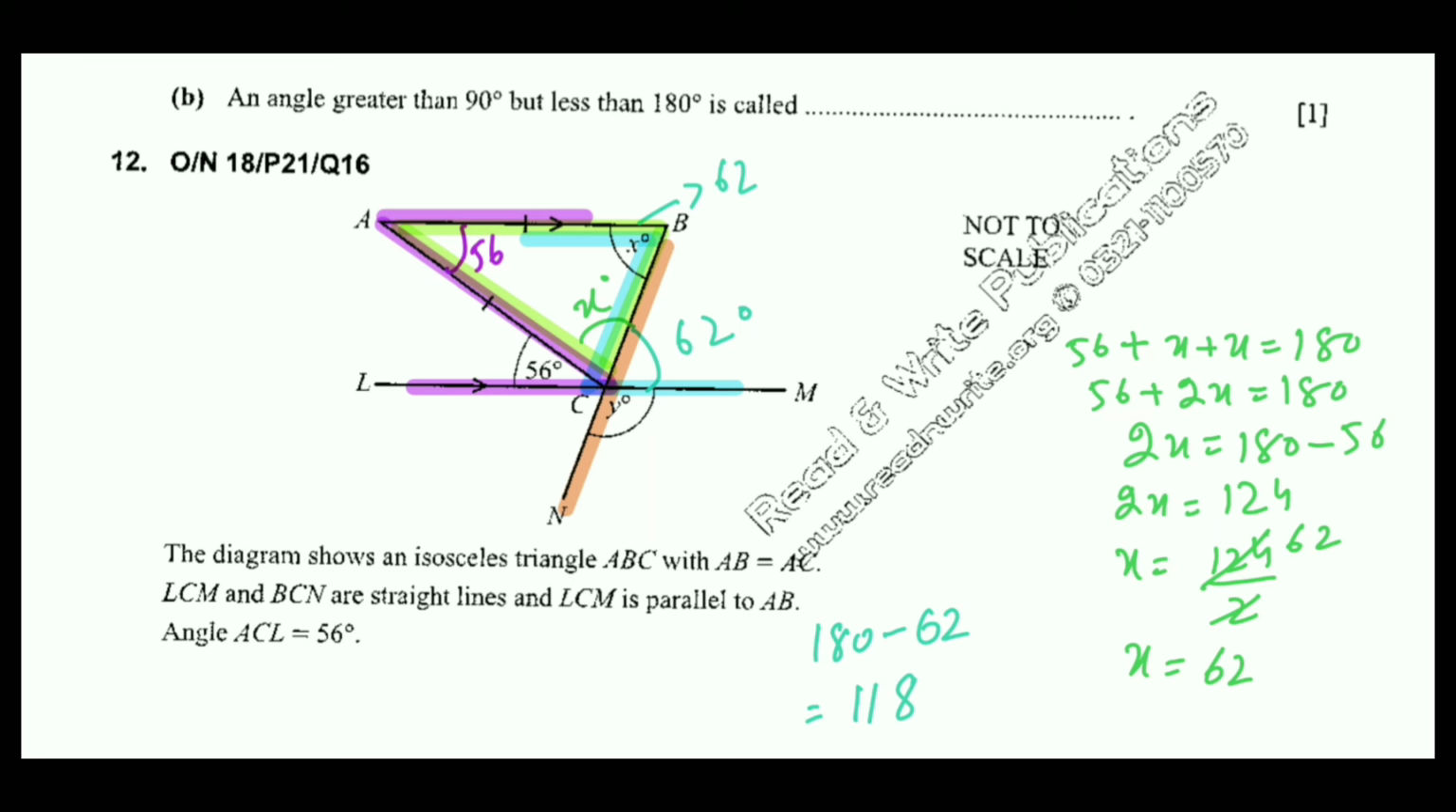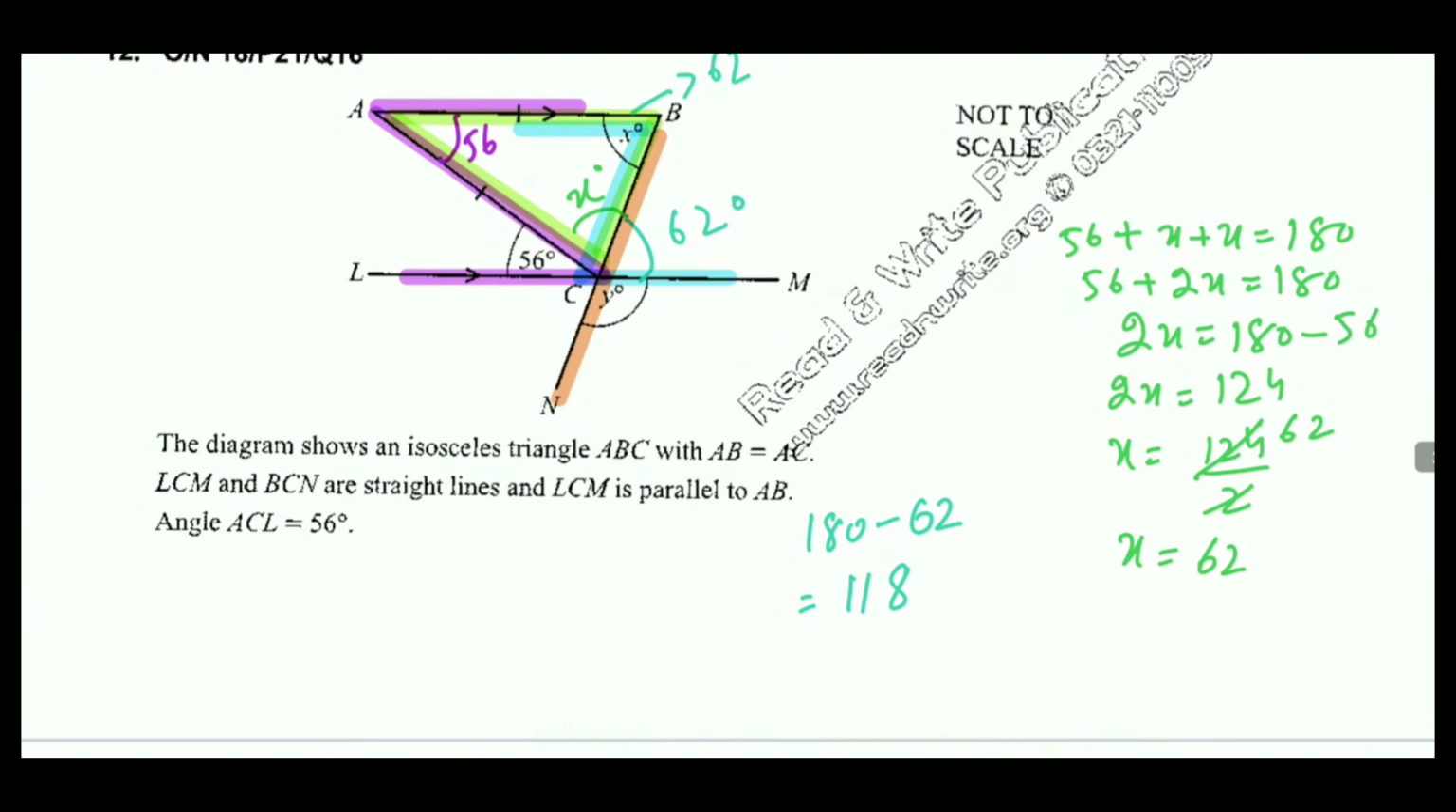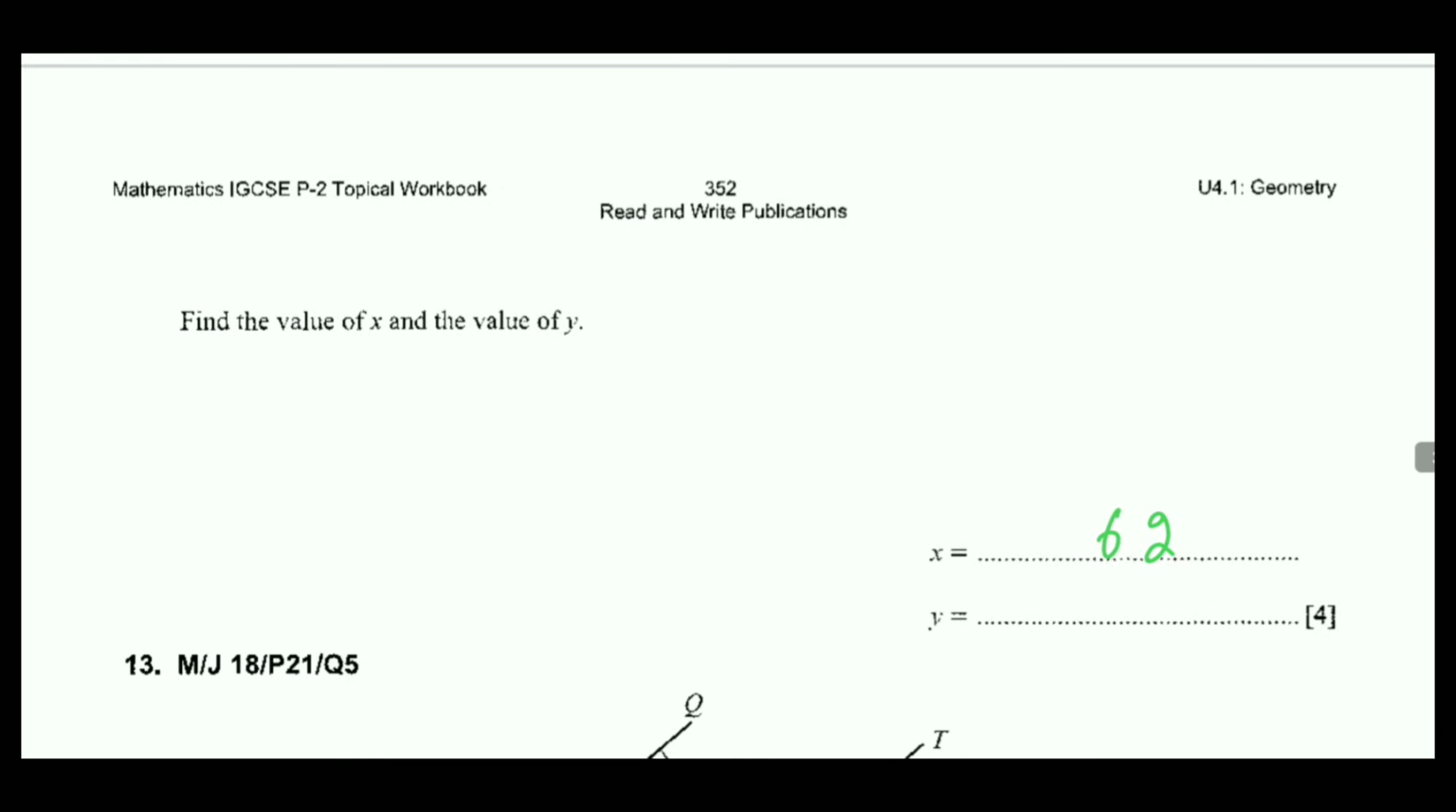So this is the way we can solve this question. We have used the alternate angle property, the angle sum on a line property, and the isosceles triangle property. So these are the properties that we have used here. 118.